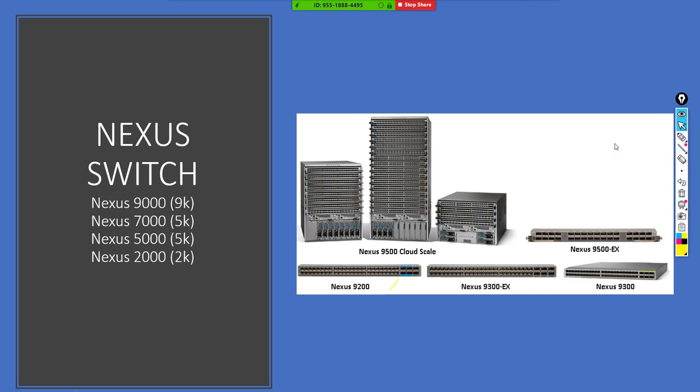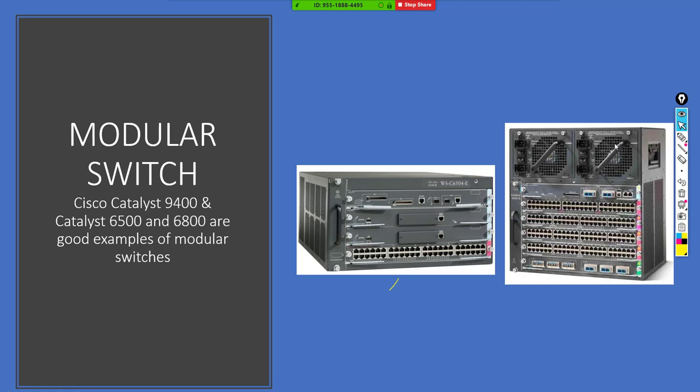Let's quickly check other slides. So this is modular switches. The examples for modular switches are 9400, 6500, 6800. So basically you can see multiple supervisor engines. You can see the hot swappable PSU. These boxes also support concepts like stacks. Okay, I'll tell you what is stack, what is VSS. These are all redundancy technologies in the switching platform.